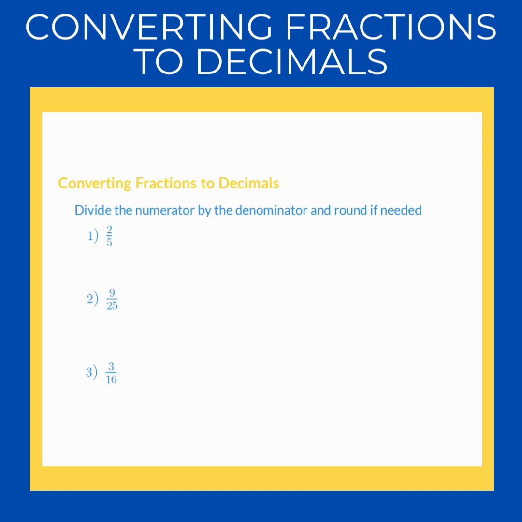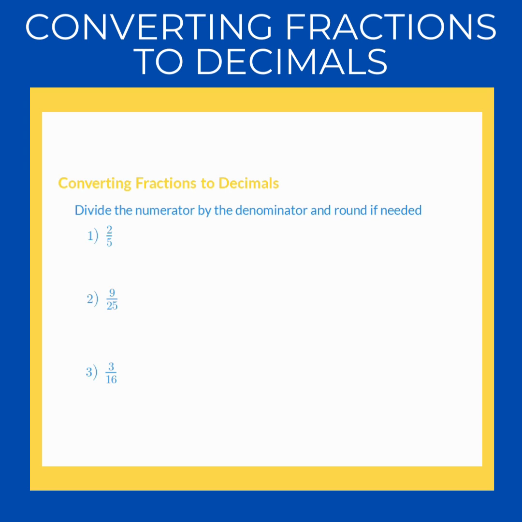In this lesson, we're going to learn how to convert fractions to decimals. The method is very simple. We have to divide the numerator by the denominator and round the answer if needed. So we have three questions. The first question is 2 over 5.